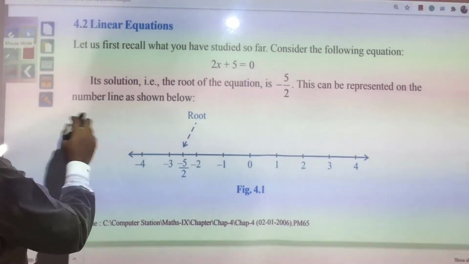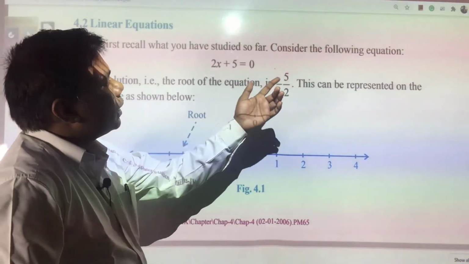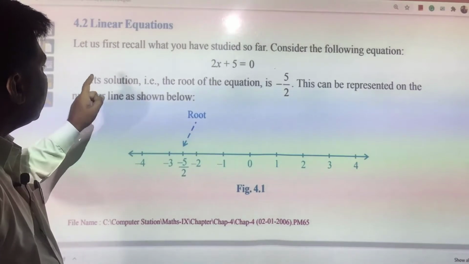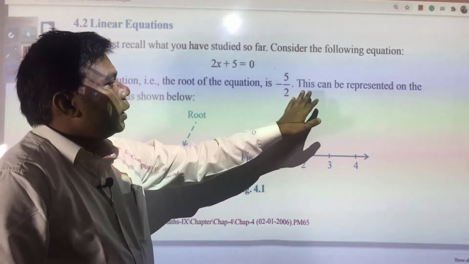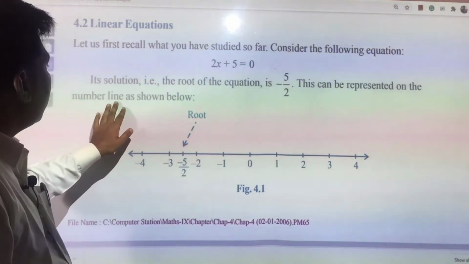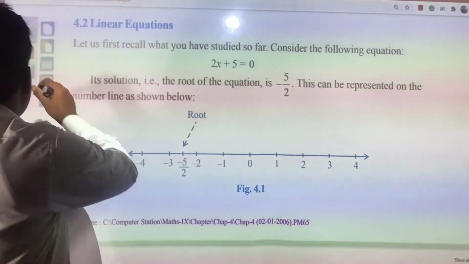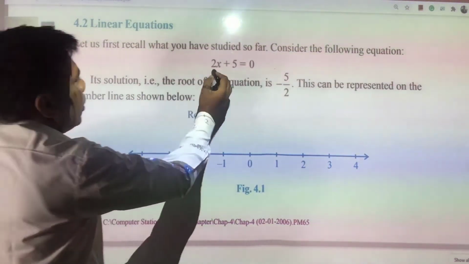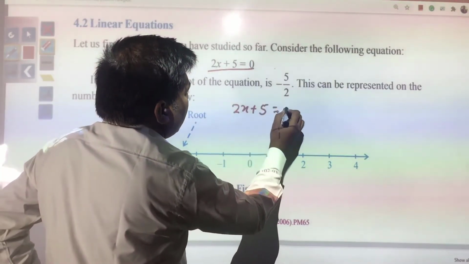Let us first recall what you have studied so far. Consider the following equation, 2x plus 5 is equal to 0. Its solution, the root of the equation, is minus 5 by 2. This can be represented on the number line as shown below. Suppose you have the equation 2x plus 5 is equal to 0.